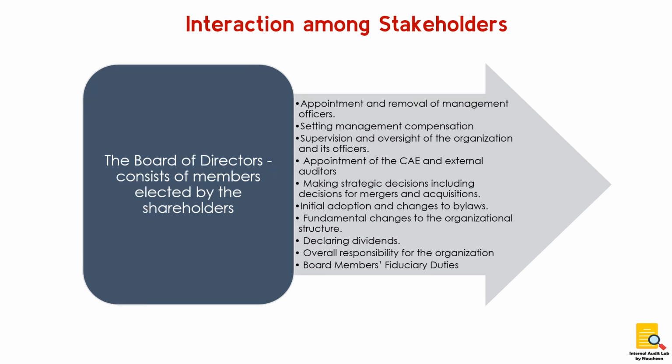The board of directors. The board of directors consists of members elected by the shareholders. Members of the board do not have any authority to act individually. Rather, the board collectively has the decision-making authority. The board usually has the following duties: appointment and removal of management officers, setting management compensation, supervision and oversight of the organization and its officers, appointment of the CEO and the external auditors, making strategic decisions, including decisions for merger and acquisition, initial adoption and changes to bylaws, fundamental changes to the organization structure, declaring dividends, and also some fiduciary duties.